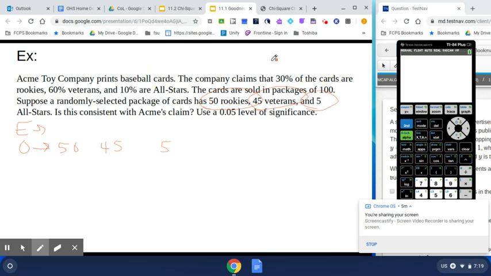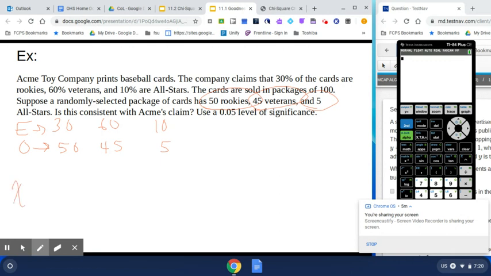So if I take 0.3 times 100, I'm going to get 30. So my expected value would be 30 for rookies. 60% of 100, again, 0.6 times 100 would give me 60. And then 0.1 times 100, that would give me 10. So my expected values are 30, 60, and 10.